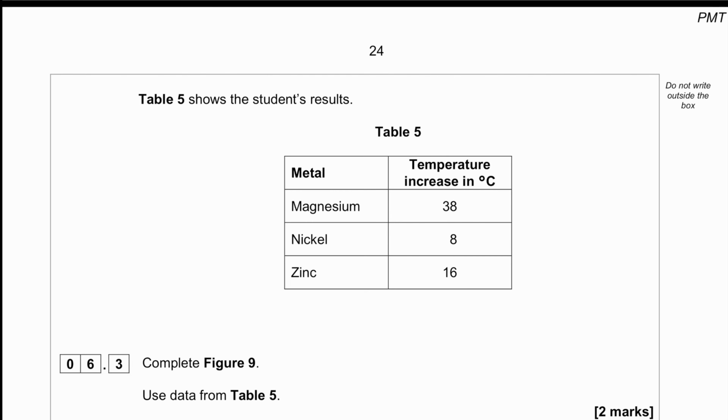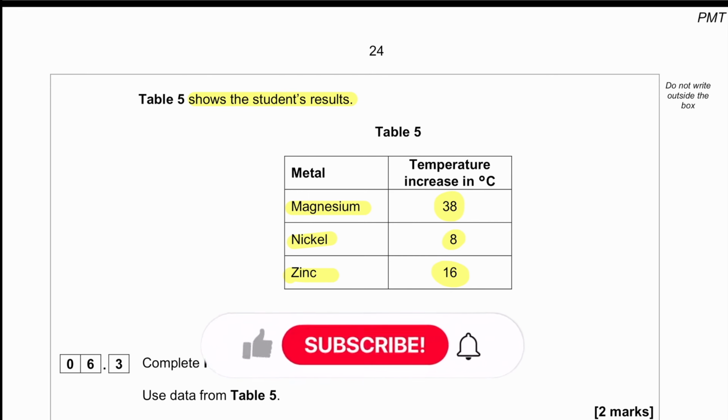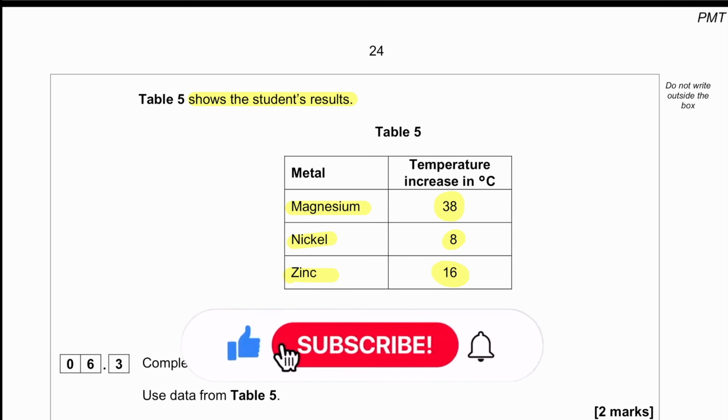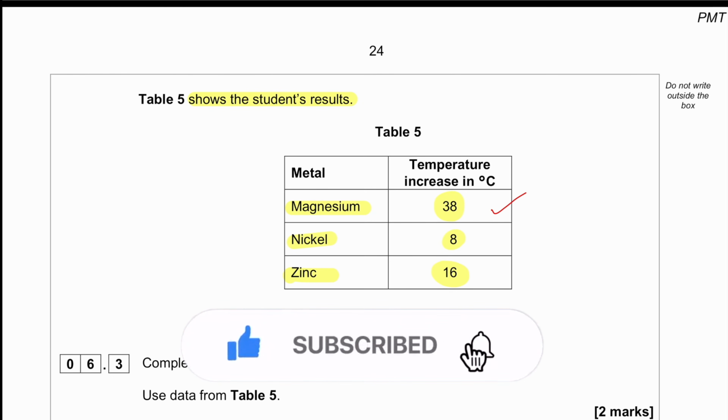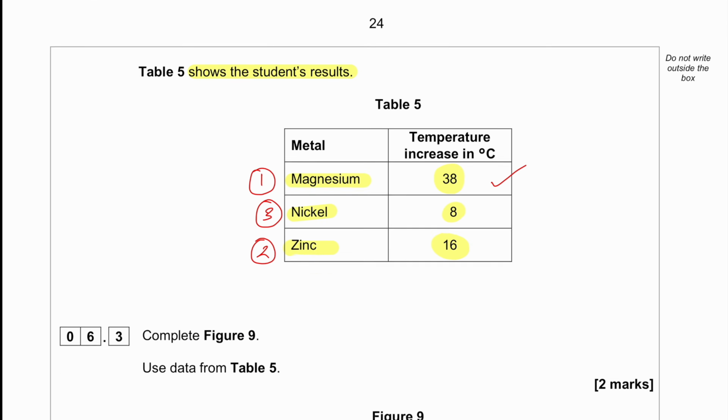Question, table 5 shows the student's results. When the student added magnesium, the temperature change was 38, nickel 8, zinc 16. The higher temperature change indicates the more reactive the metal, compared to that of the copper 2 plus ion in the copper solution. So 38 degrees Celsius indicates magnesium being the most reactive. This is the most reactive, this is the second most reactive, and this is the least reactive.